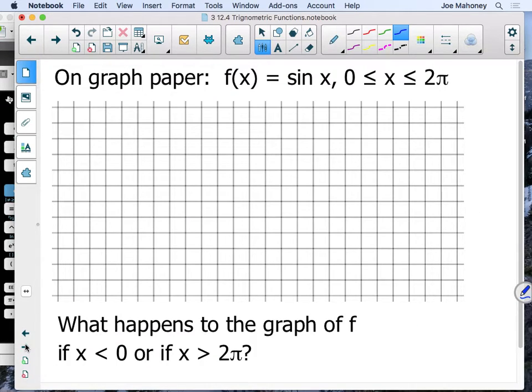Let's graph the function f of x equals sine x. And we're going to graph it from 0 to 2 pi. So what that means is I'm going to draw my y-axis right over here, and I'm going to draw my x-axis going over this way. This is pretty typical of how we set up a trigonometric graph. I'm going to space it out here. I'm going to say like every 2 boxes is 1/2.